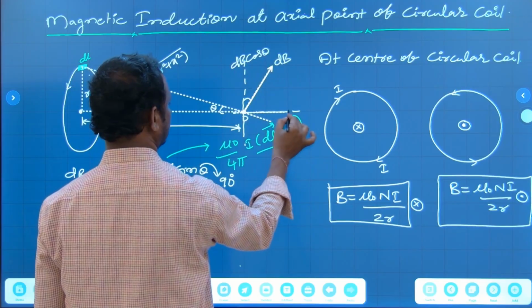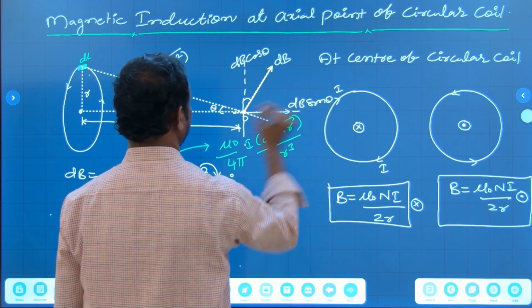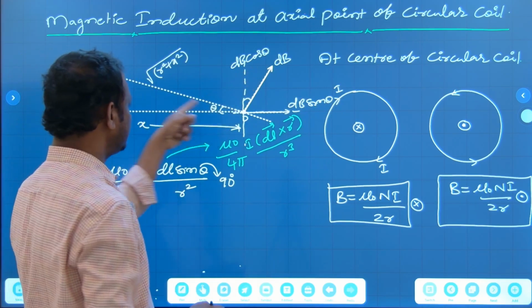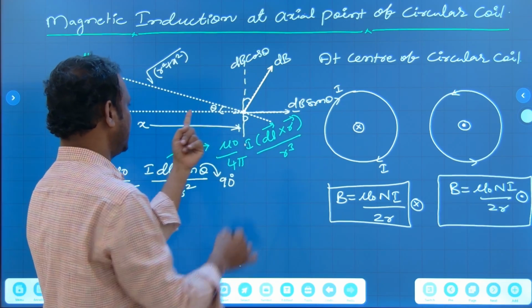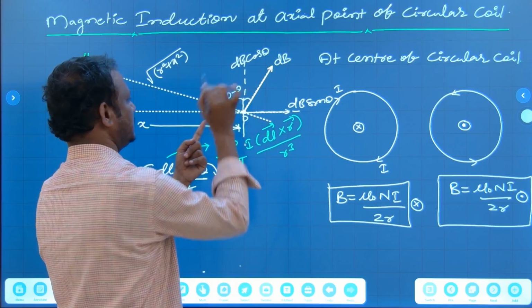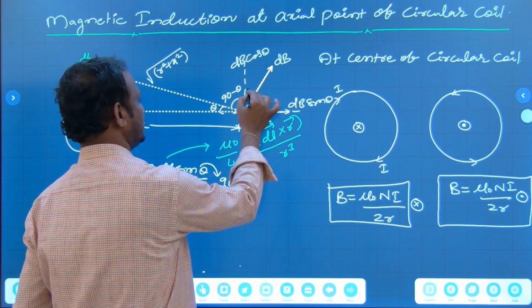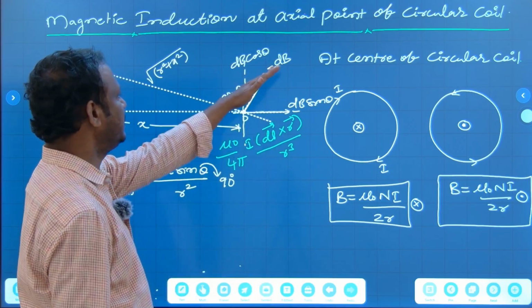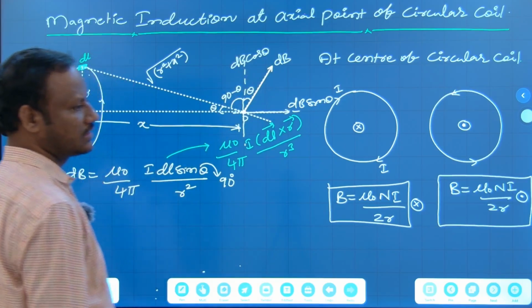The next one is dB sin theta. This is perpendicular to this one. This line and this one are perpendicular, so with theta this will become 90 minus theta. It is perpendicular to this dotted line, so this must be theta. dB is resolved into two components, dB cos theta and dB sin theta.